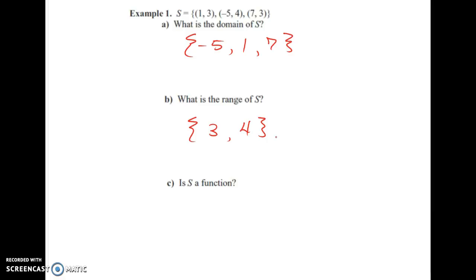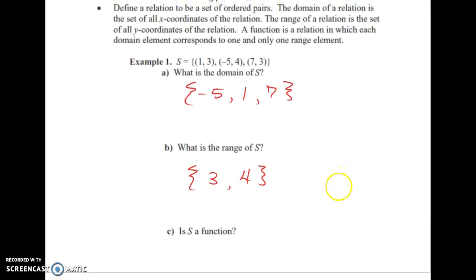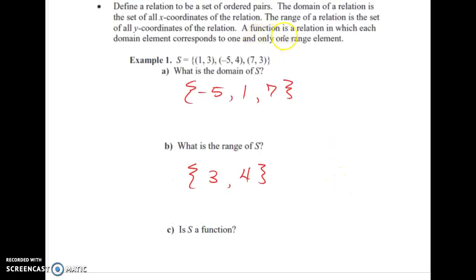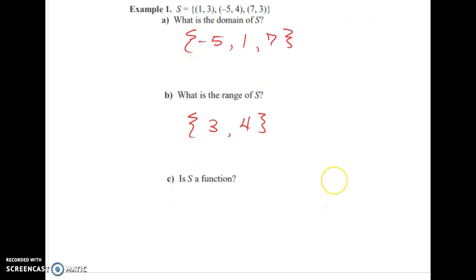Part C. Is S a function? Okay, so if we recall back to the definition up above, a function is a relation in which each domain element corresponds to one and only one range element. So if we look at the respective ordered pairs, again, (1, 3), (-5, 4), (7, 3), we can see that the x coordinates are all different, which really is as easy then as us jumping to the conclusion and saying, yes, this is a function.